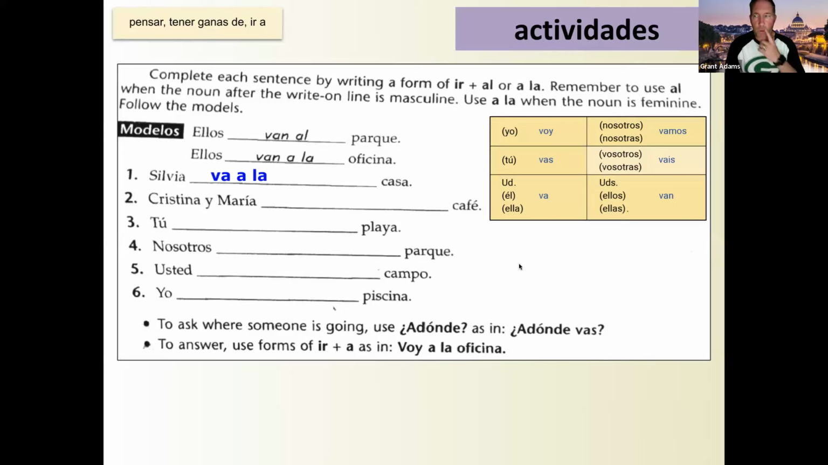Okay, excelente. Muy bien. Van al café. Al café. We'll try to pick up our pace a little bit. Cristina María van al café. They go to the coffee shop. Excelente. Tú blank la playa. Wow, you guys are fast. Okay, perfecto. Tú vas a la playa.